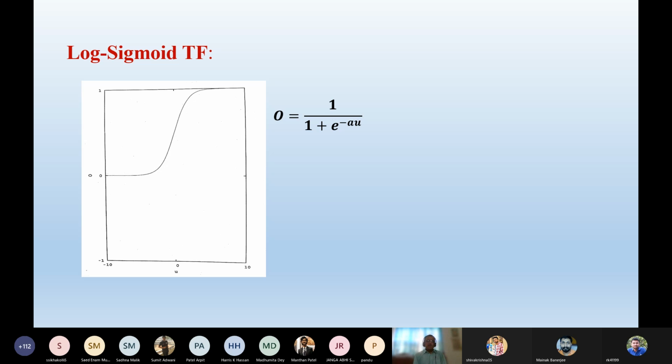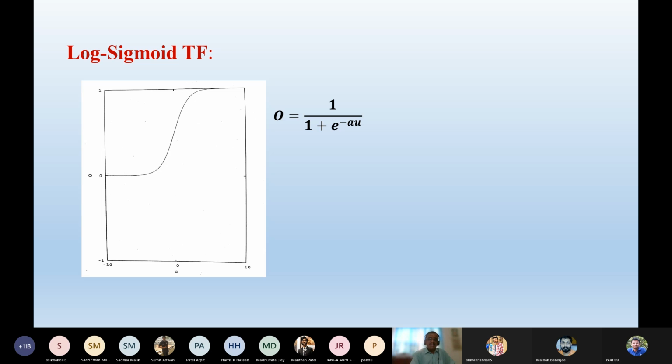Then comes the log sigmoid transfer function, and this is its mathematical expression. That is, O equals 1 divided by 1 plus e raised to the power minus au. Here a is a constant, and this constant represents the slope of this curve. The higher the value of a, the steeper the curve will be, and so on.